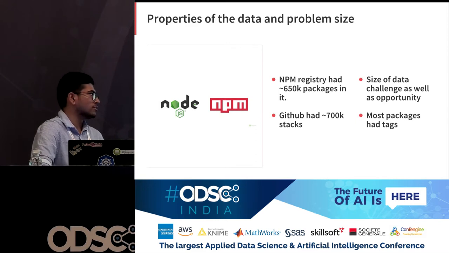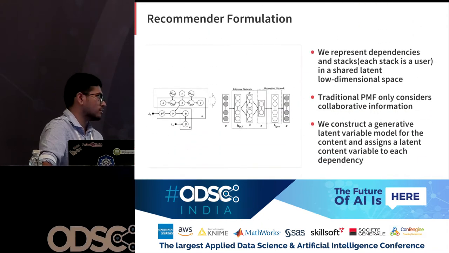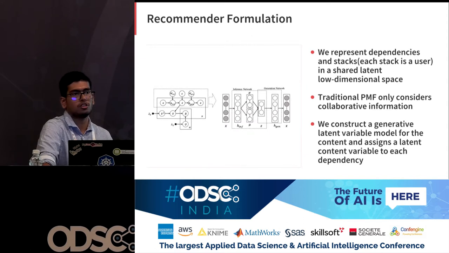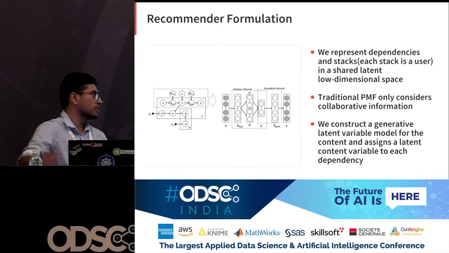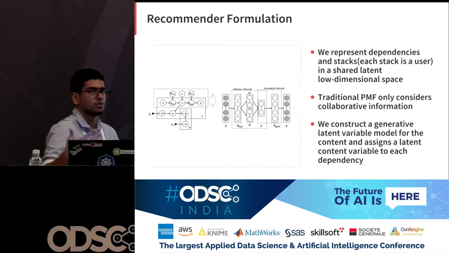This size of the data was both a challenge and an opportunity, in that this was really, really rich data. All of the packages that are available on the NPM registry have really rich meta tags associated with them. Based on those tags, you can figure out what a package does. That got us exploring different recommendation techniques. The one that we formulated, the original research on this, is from Hong Kong University by a researcher named Joaquin Lee. We'll link to that in the resources so you can read further. But of course, we modulated it to our needs, which is what I'm talking about.